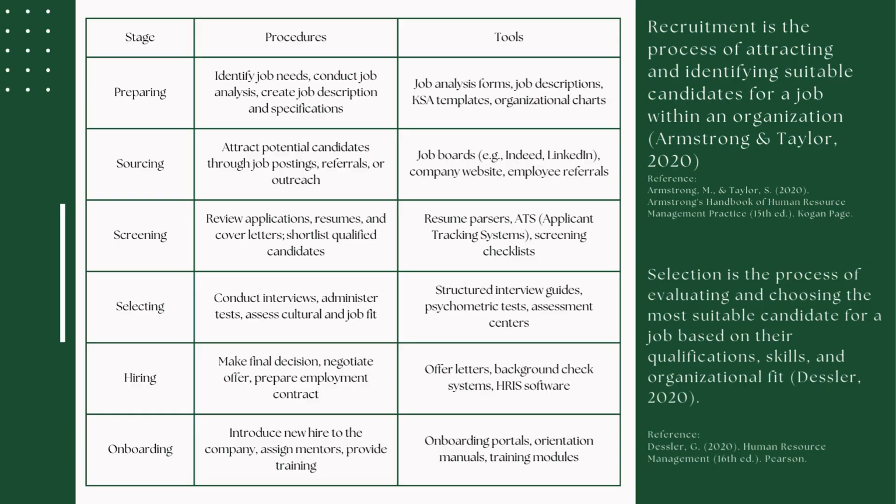culture. The hiring stage comes next, where the organization decides who will be offered the position. This involves reviewing all evaluation results, selecting the top candidate, negotiating the terms of employment, and preparing the job offer. During this step, tools such as offer letter templates, background check systems, and HRIS software are used to formalize the hiring process and maintain records. This stage finalizes the decision-making part of the recruitment cycle.